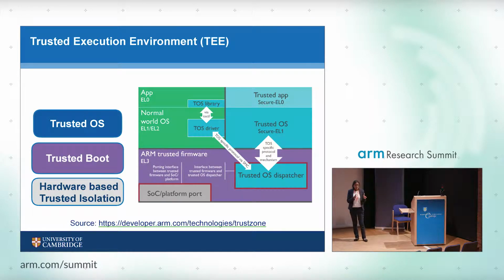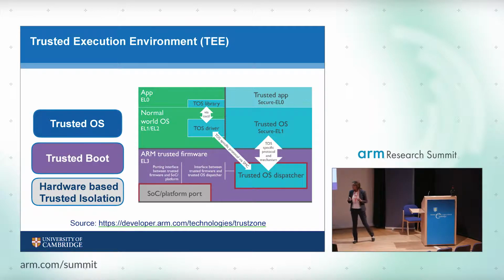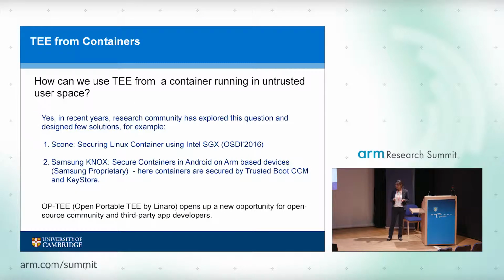So we looked at TrustZone, which is provided at the hardware level, but what is a trusted execution environment? A trusted execution environment includes hardware-based trusted isolation, which is provided by ARM chips. Then it requires a trusted boot plus a trusted OS. In the current setup, ARM provides both hardware-based isolation and trusted boot, but the trusted OS is provided by third parties, given by a number of vendors. Some are open source and some are proprietary.